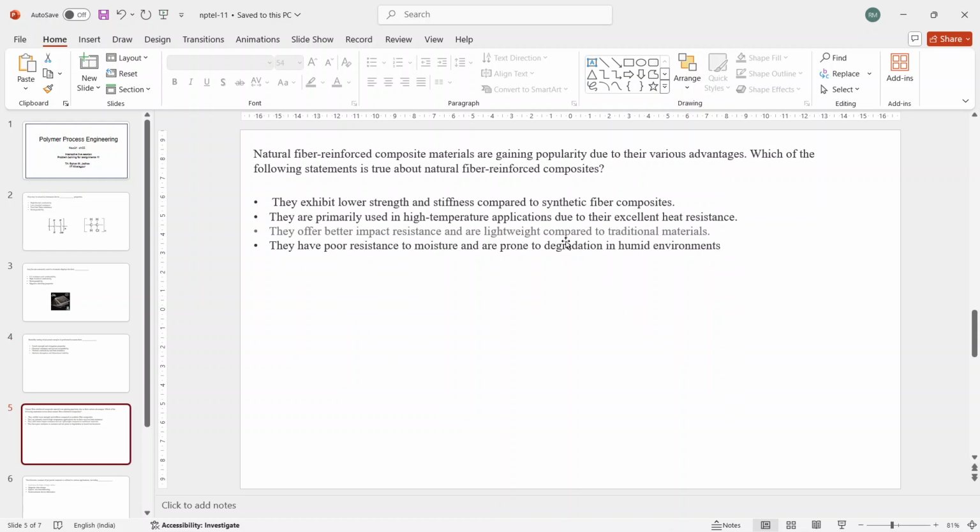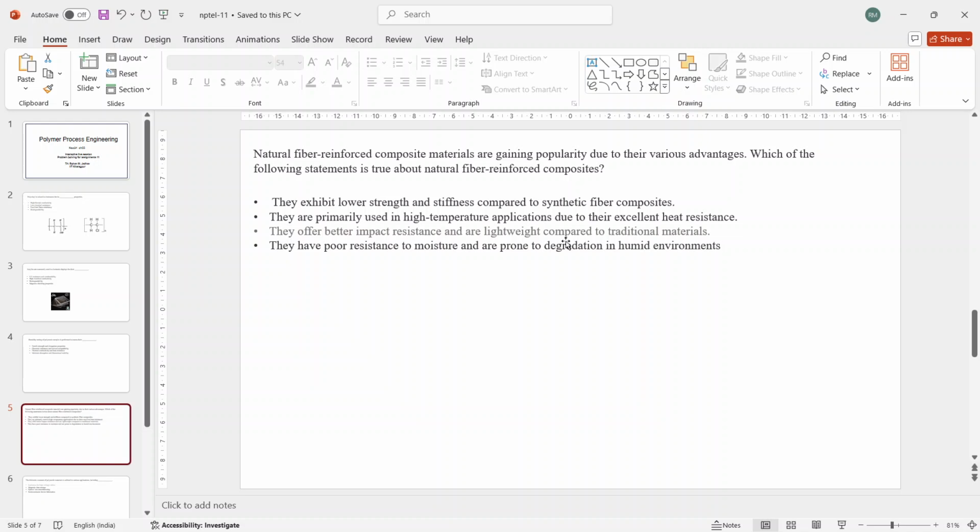Next, we have: natural fiber reinforced composite materials are gaining popularity due to their various advantages. Which of the following statements is true about the natural fiber reinforced composites? First is they exhibit lower strength and stiffness compared to synthetic fiber composites. This is not entirely true. They do show quite formidable strength and stiffness in comparison with the synthetic fiber composites, very close to it, if not equal to the synthetic fiber ones.